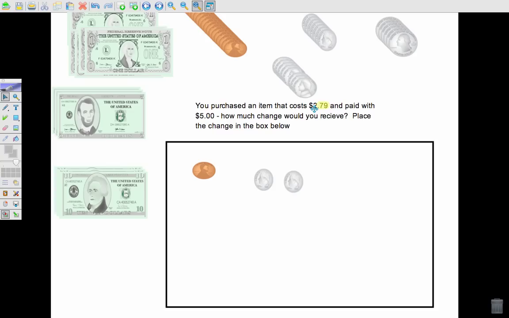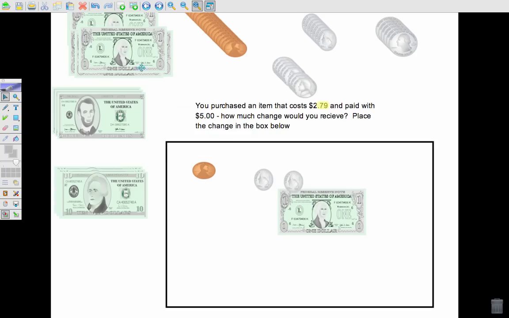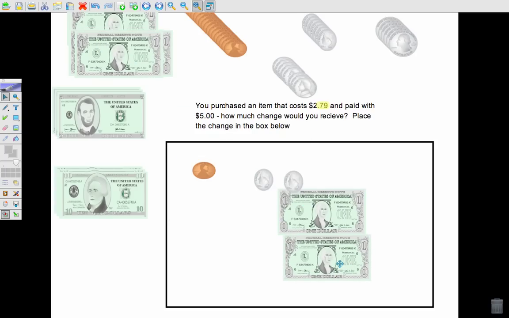Remember, I no longer have $2. Once I get up to that 100 cents, I'm up to a new dollar, so I'm up to $3. Now I want to count by dollars to get up to $5. I'm at $3. So I'd have $4, $5.